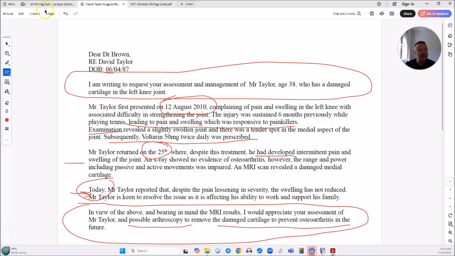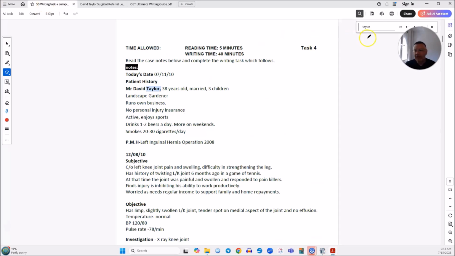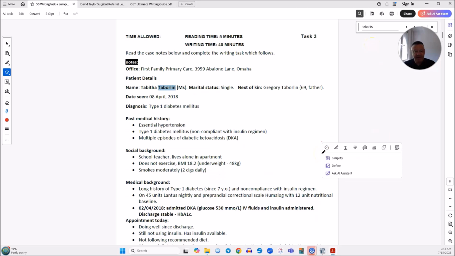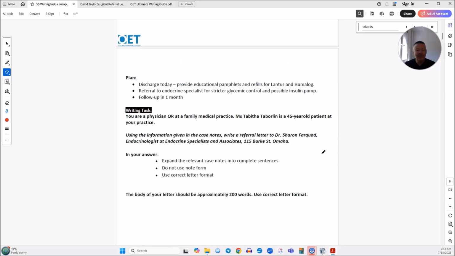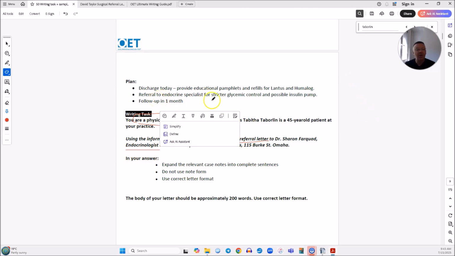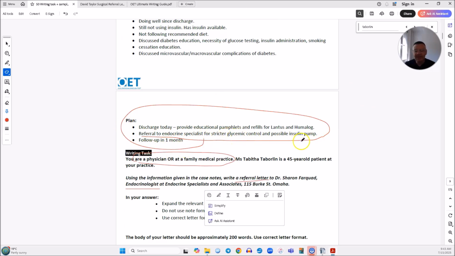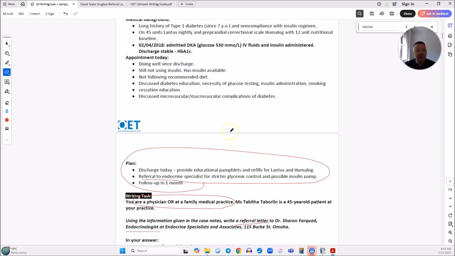Now, let me find the Tabalin one, because these are by the same guy. So, okay, time for Tabalin. Let's have a look. So, go to the task. A GP referral to an endocrinologist. So, what's the problem? She needs stricter control. She might need an insulin pump. She's being discharged.